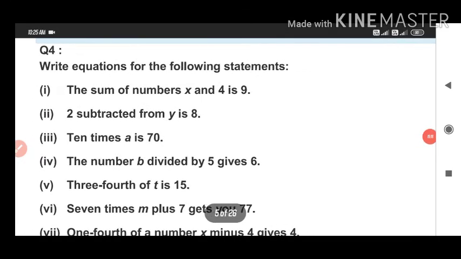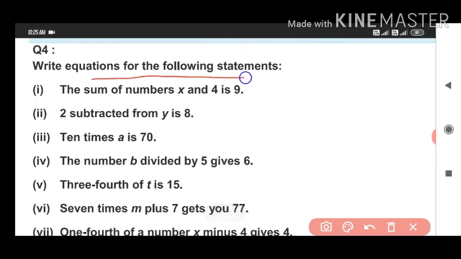Write equations for the following statements. Here a statement is given, and you have to write the equation. Equation means we have to write variables and numbers, then an equality sign, and it becomes an equation. So using the equality sign we have to write the equation.